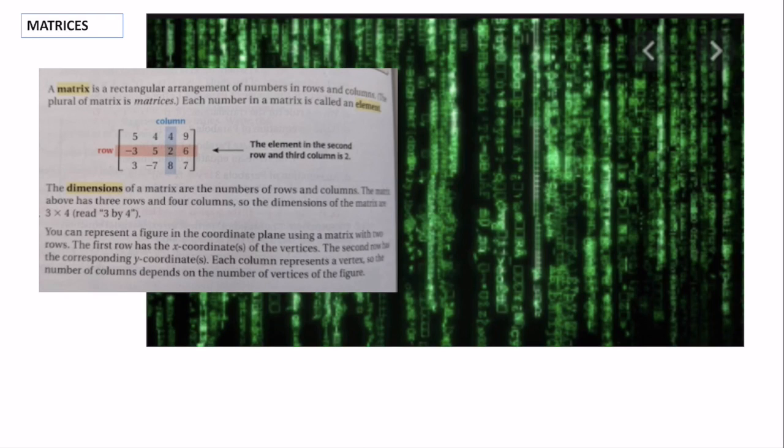Okay, second crash course is on matrices. Remember the movie The Matrix? You know, you had all these data points in all these rows of data and then all these columns of data. Well, that's all a matrix is. It's just a rectangular arrangement of numbers in rows and columns. They just made it look way cooler in the movie, but that's all it was.